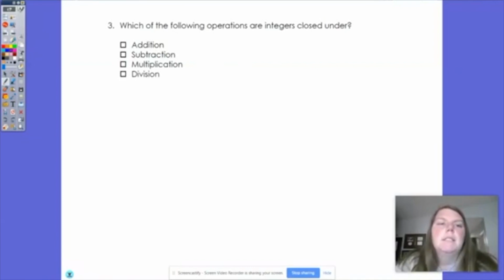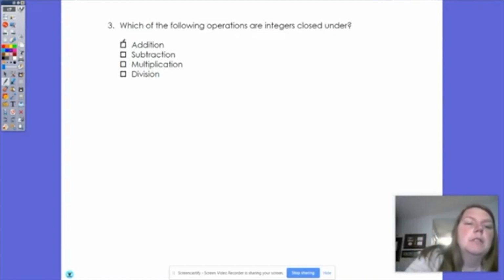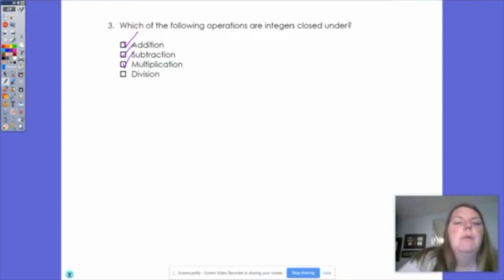Okay, so we're going to look at section 1, topic 9 now, and this section deals with adding, subtracting, multiplying, dividing rational and irrational numbers. So the first question asked, which of these operations are integers closed under? So remember, integers are positive and negative whole numbers. So when we add those, subtract those, and multiply, we're always going to get another integer. But division's a different story.